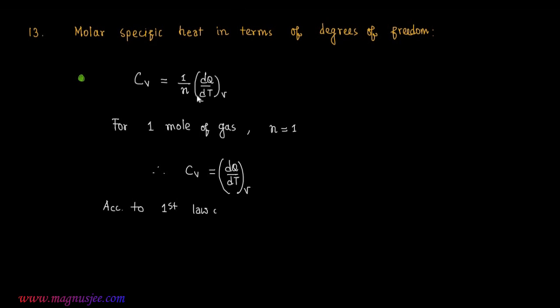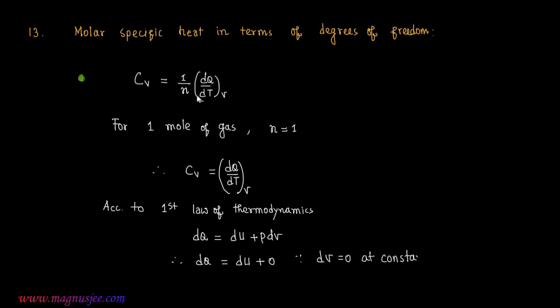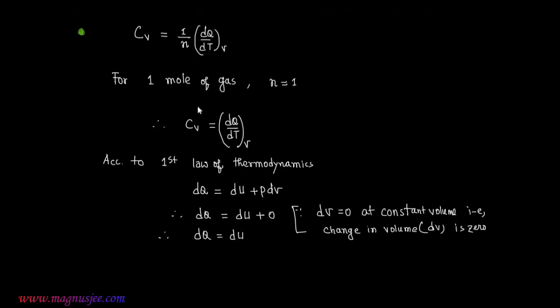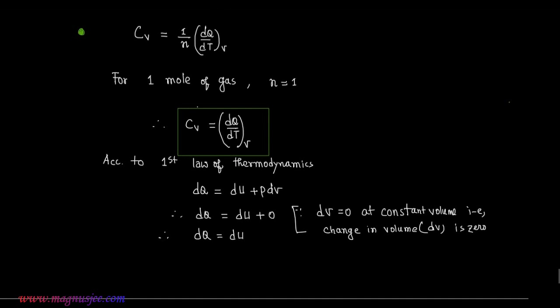According to the first law of thermodynamics, heat absorbed by the ideal gas will be dQ equal to dU plus P dV. Therefore dQ will be equal to dU plus 0, since dV is equal to 0 at constant volume. That means if volume is kept constant, the change in volume dV will be 0. Therefore dQ is equal to dU. That means the heat energy absorbed will be equal to the change in internal energy of the gas.